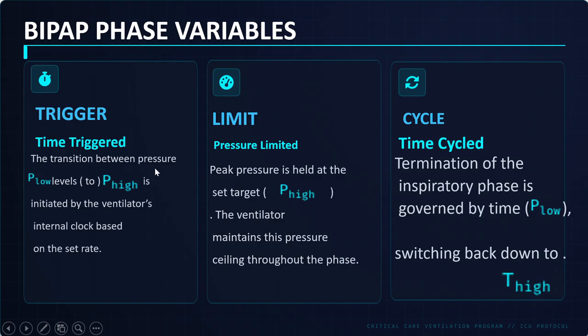Trigger here: the transition between the pressure P low and P high is initiated by the ventilator's interval clock. And the limit here, the pressure limit: the peak pressure is held at the set target P high, or pressure high. The ventilator maintains this pressure ceiling throughout the phase. Cycle here, time cycle: termination of the inspiratory phase is governed by time. P low switches it back down to T high.